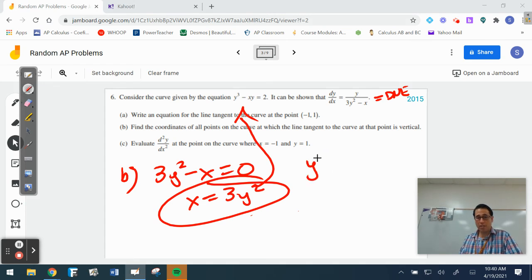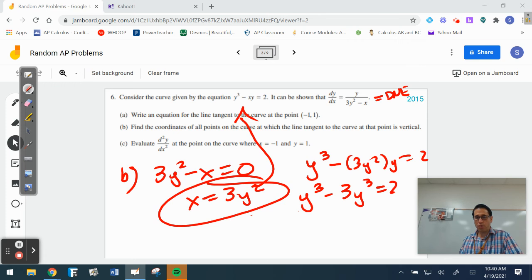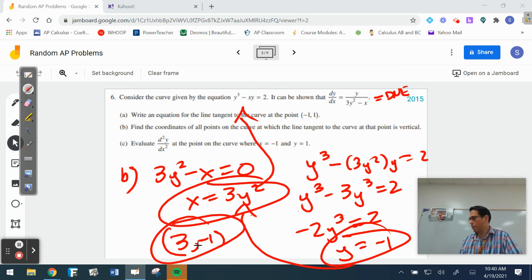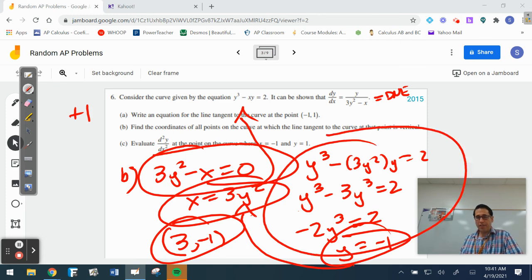All I got to do is plug that into the original, and you get 3y minus 3y squared times y is equal to 2, which if I do that, y to the third minus 3y to the third equals 2. Negative 2y to the third equals 2. If you solve that, you get y equals -1. Plug that into that guy, and you get the point 3 comma -1. And believe it or not, what do you get for that? If you just show that you set the bottom equal to 0, you got 1. If you did this solving right, you got 1. And then you had to find the x value. Ooh, so how about that? That was worth 3 points.